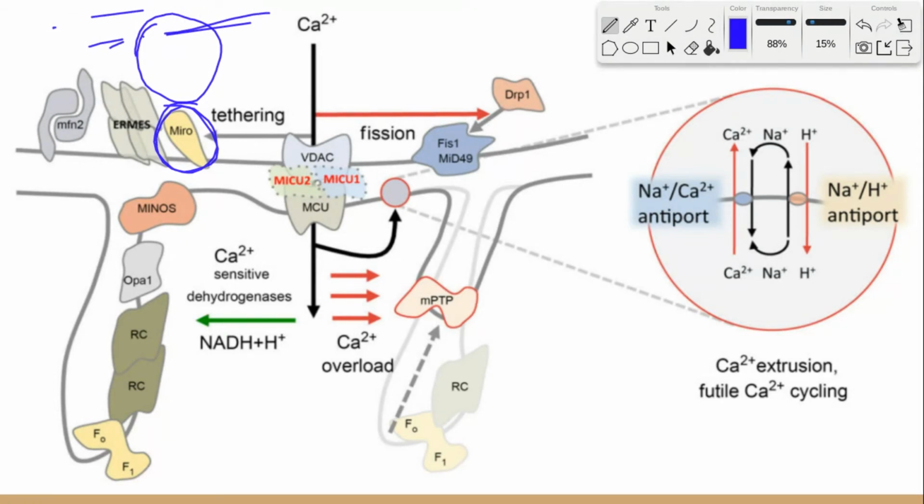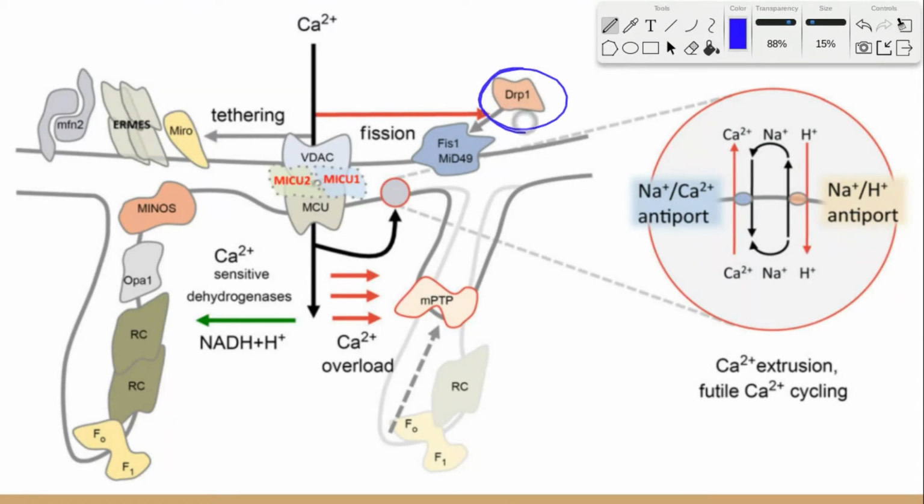We also have DRP1. DRP1, remember, is a calcium-dependent GTPase that mediates mitochondrial fission. So this GTPase actually binds to various receptors on the mitochondria, including MID49 and FIS1, FIS for fission. And the dependence on calcium means that if there's overloaded calcium, we can see increased mitochondrial fragmentation because of this DRP1 interaction with its receptors on the mitochondria.